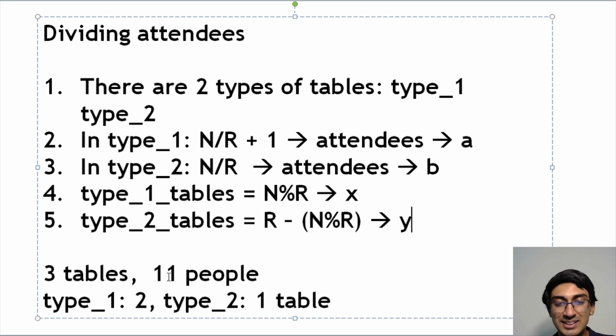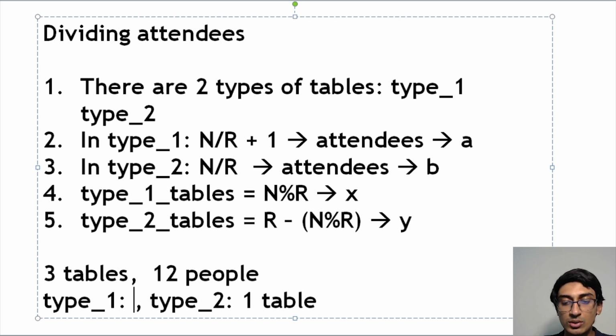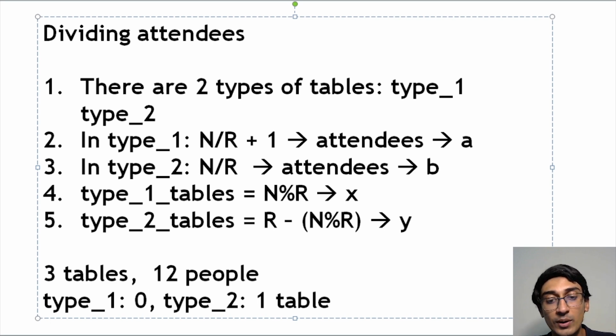Now assuming there were 3 tables and 12 people, we say n modulo r is 0, so we have 0 type 1 tables, which means we have only type 2 tables, which are 3 tables, right? Which means that if it is equally divisible, even though type 1 would have these many attendees, it doesn't matter to us because there will be 0 such tables anyway, okay? I hope you understood this.